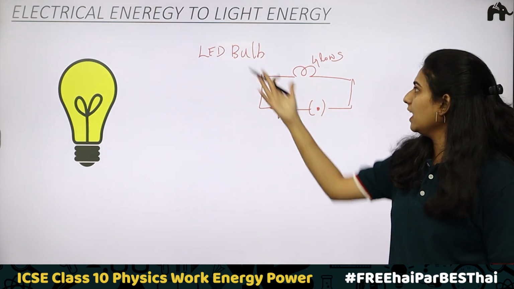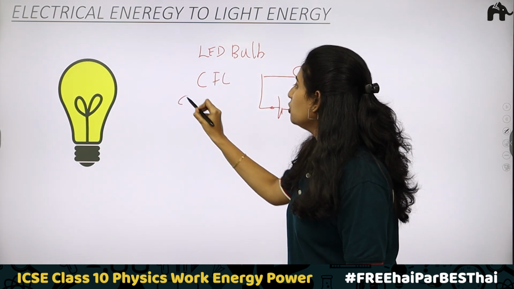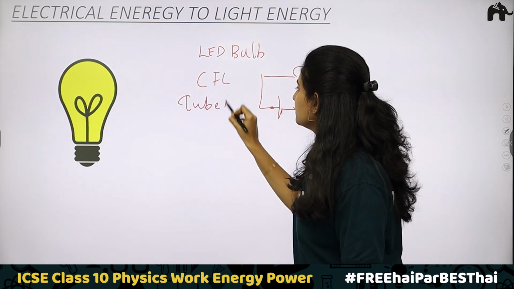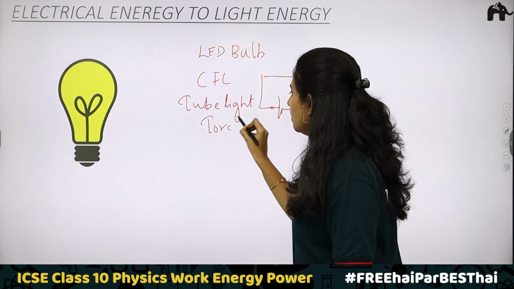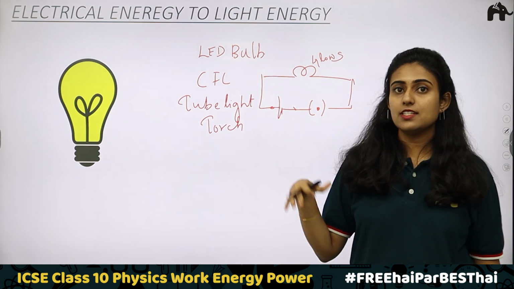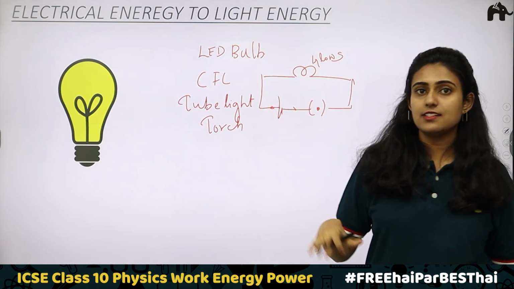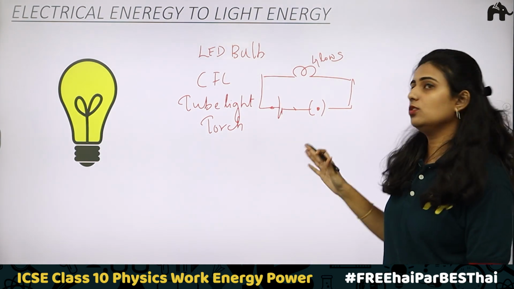Some other examples: LED bulb is an example. Then you have CFL bulbs, tube lights, and torch lights. In torch lights, you will be using batteries. So here, what is the battery doing? It is helping to convert the electrical energy to light energy. So all these are examples of converting electrical energy to light energy.